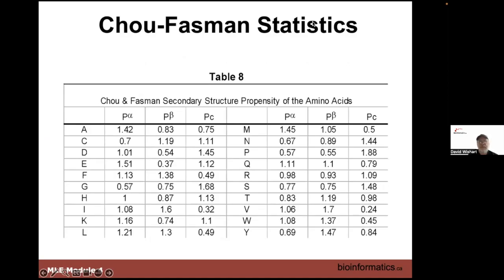Jerry Fasman calculated these probabilities, where alanine has a high probability of being a helix, 1.42, a lower probability of being a beta strand, 0.83, and in coil. There are some amino acids like valine, which is a V, that has a very high beta sheet probability of 1.7 and an incredibly low probability of 0.24 of being in a coil or a loop. Proline has a very high probability of being in a coil, very low probability of the secondary structures. So you can use these tables of numbers, which are just calculated frequencies of amino acids showing up in secondary structures from solved protein structures.